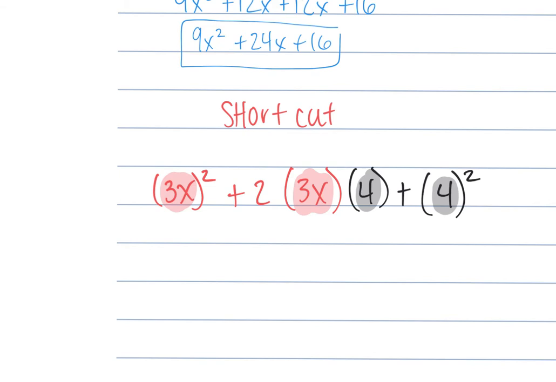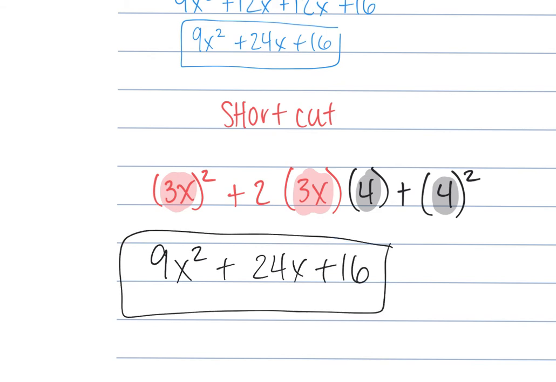9x to the second. What's 2 times 3x times 4? Well, what's 2 times 3, times 4? 24x. And then what's 4 times 4? Did we get the same answer? I find that harder. Yeah, I find that harder. It's like a back road.